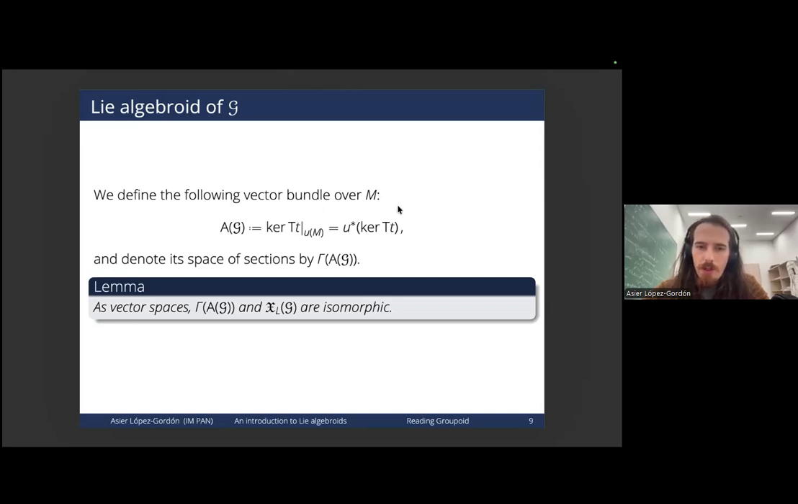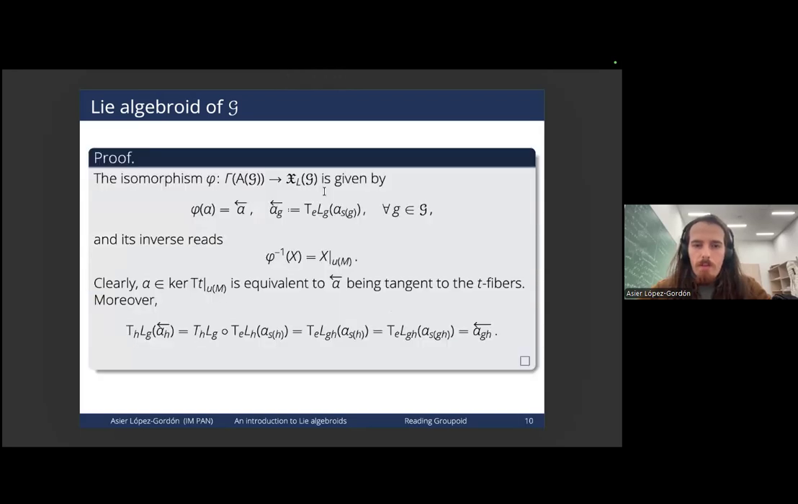Of course, I said that this is a vector bundle over M, and the projection is the natural one given by the restriction of the tangent space of G. A next important lemma is that, as vector spaces, the space of sections of this vector bundle is isomorphic to the set of left invariant vector fields of the groupoid. And again, we just check this directly by constructing an isomorphism.